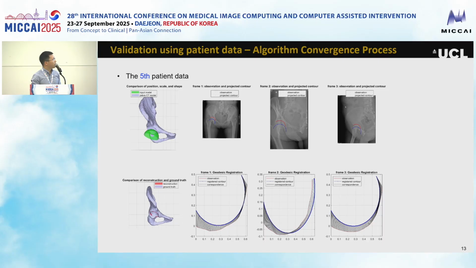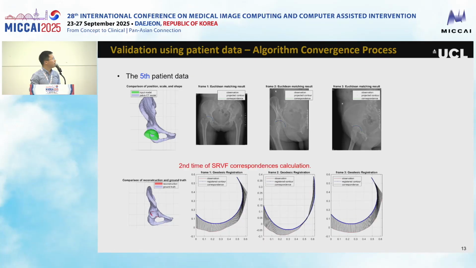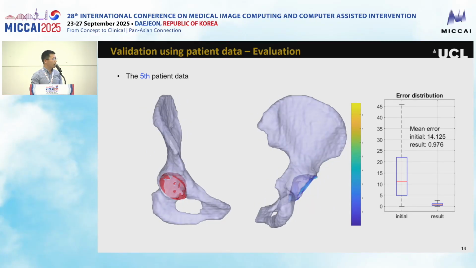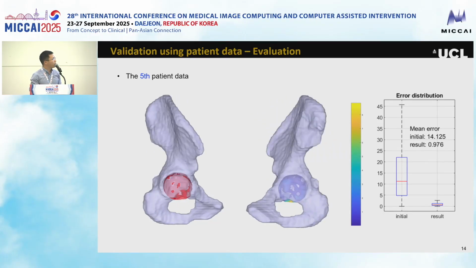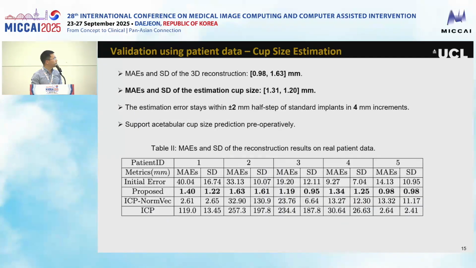And the second demo shows the result on the 5th patient data. Our algorithm normally takes 1 to 3 rounds of correspondence calculation, and the algorithm can finish in around 2 minutes. And on the 5th patient data, we achieve 0.9 millimeter reconstruction error.